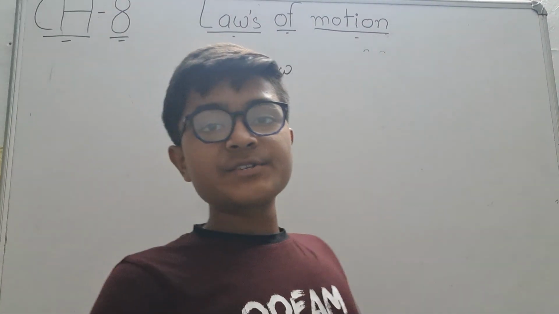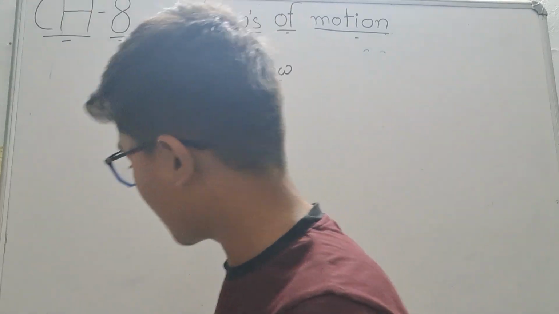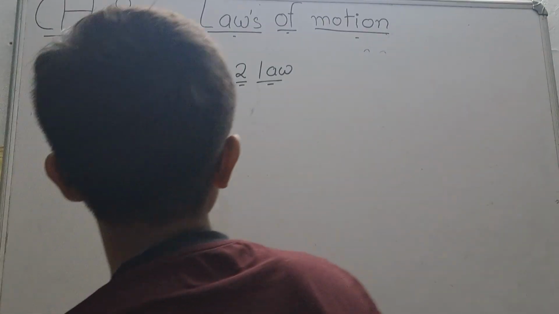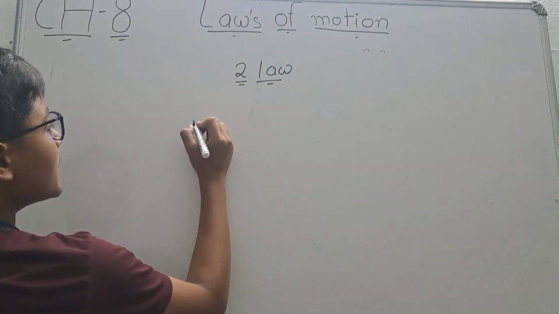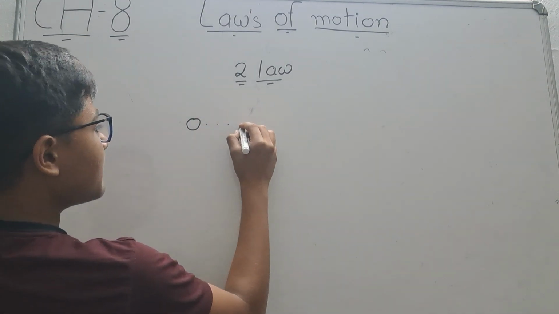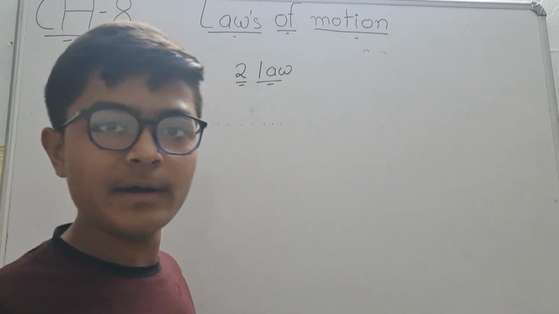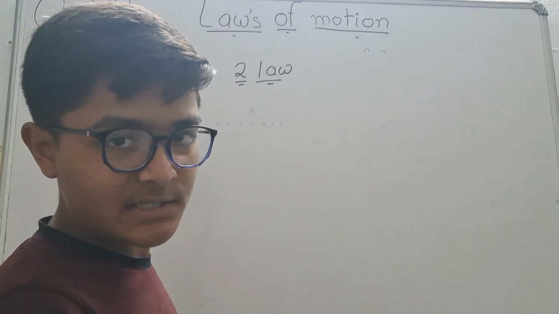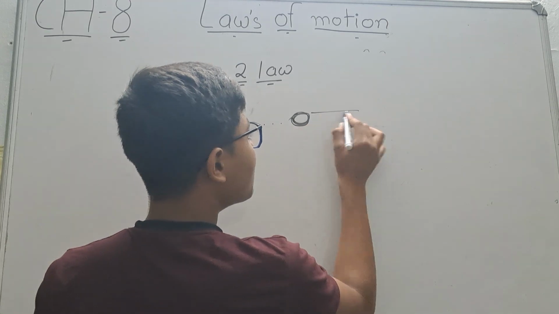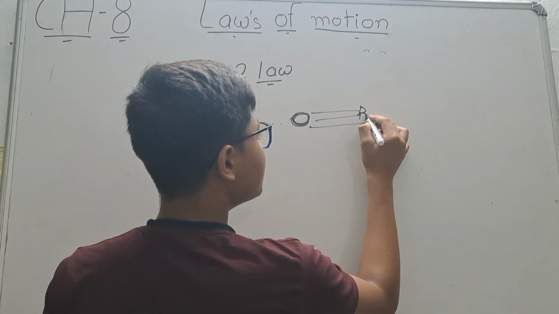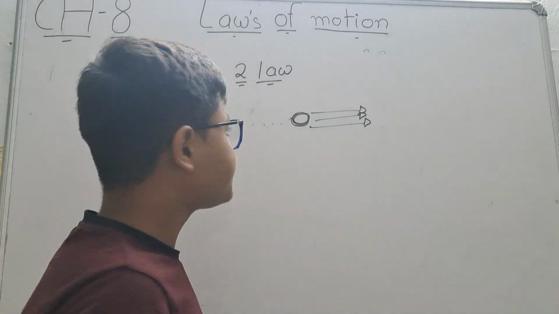So students, let's quickly derive the second law of motion. Think about this: in football, one player passes me the ball, and the ball is coming from this direction. Definitely it has velocity and mass, so it has momentum. I was standing over here. I kicked the ball very fast and gave it momentum.